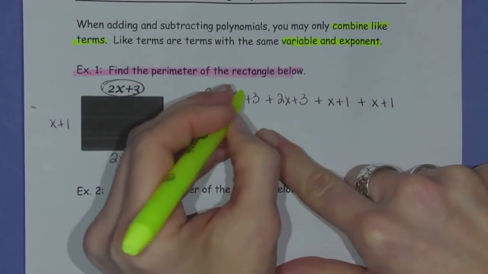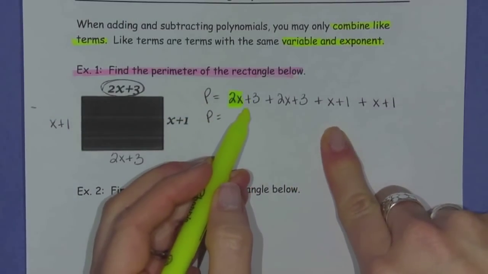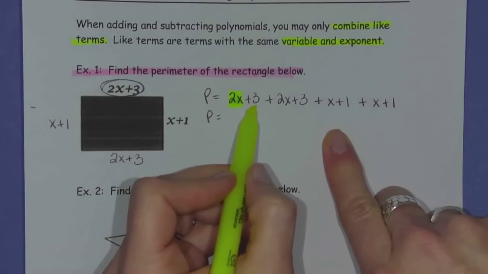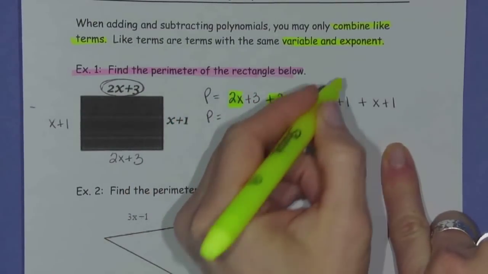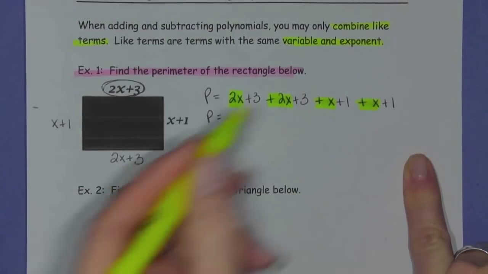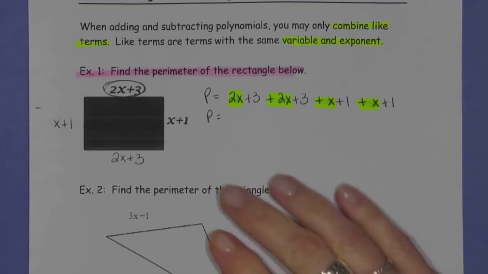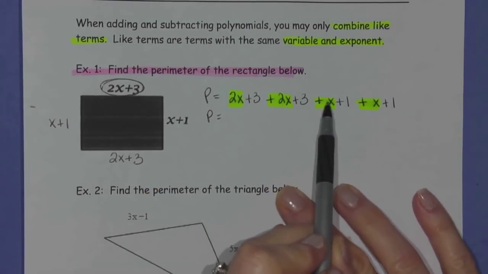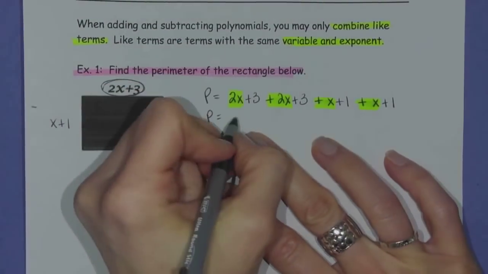Well, here I've got a 2x, and that x is being raised to the first power. So I'm going to try to find other terms that have x raised to the first power. So not this one, not the 3, here's 1, not the 1, and then here's another x. So everything I've highlighted is considered to be like terms. So when I add 2x plus 2x, I get 4x, plus 1x, I get 5x, plus another 1x, I get 6x.